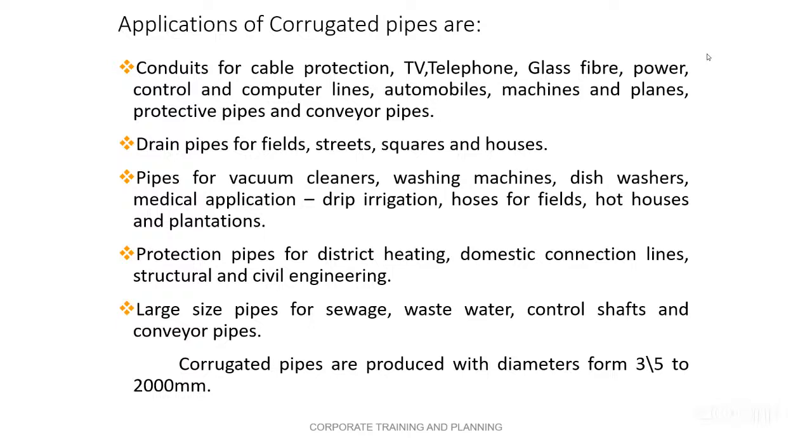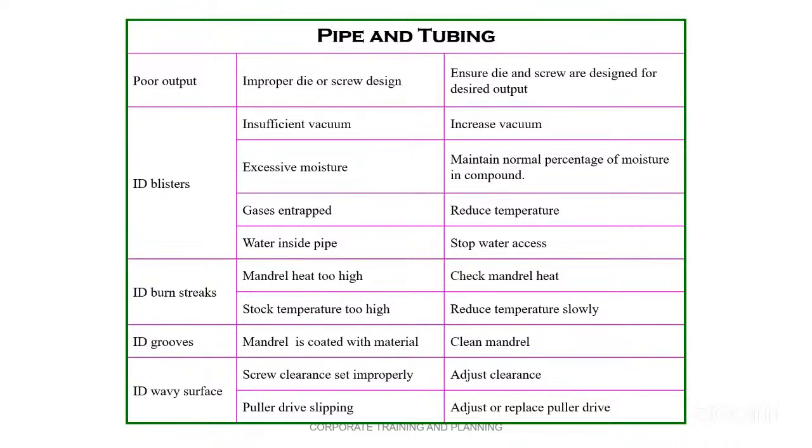Therefore, friends, corrugated pipes are produced with a diameter from 3 by 5 millimeter to 2000 millimeter. Such a huge range we can manufacture using any pipe manufacturing process. Now these are the applications of the corrugated pipe. We will shift to how pipes and tubing differ. I told you the pipe which has a 12 mm diameter is called tubing, and above that diameter it is called a pipe.